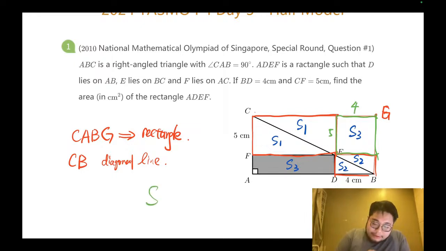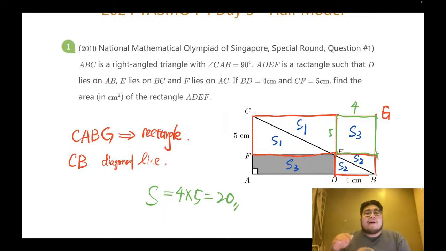So the area is just 4 times 5 equals 20. This 5 and 4 actually are a little far away from each other, but we need to find a way to combine, to move 4 and 5 into one shape to calculate that area. Actually, this question has already given you the hint.